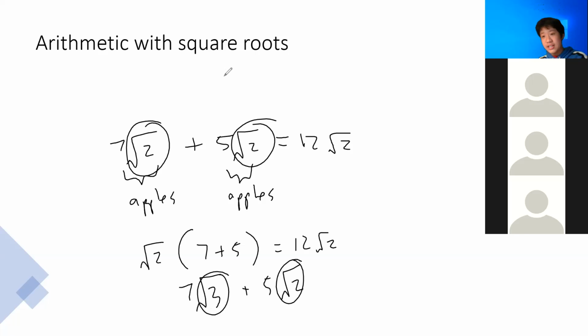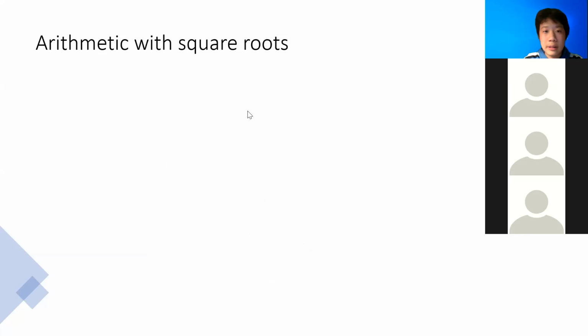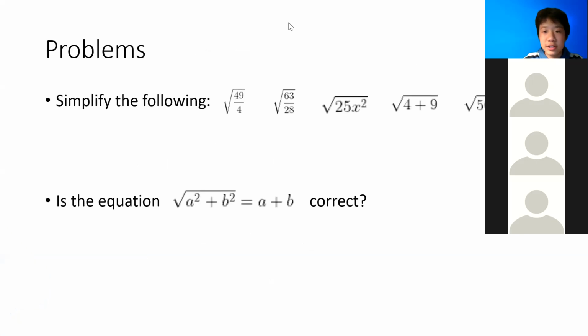Okay, so for multiplication and division, you can split them apart, put them together, whatever you want. But for addition and subtraction, you cannot do them unless there's the same number under the radical. Okay? Any questions about these? Okay. Let's do these questions. So once you get your answer, please chat that to me.